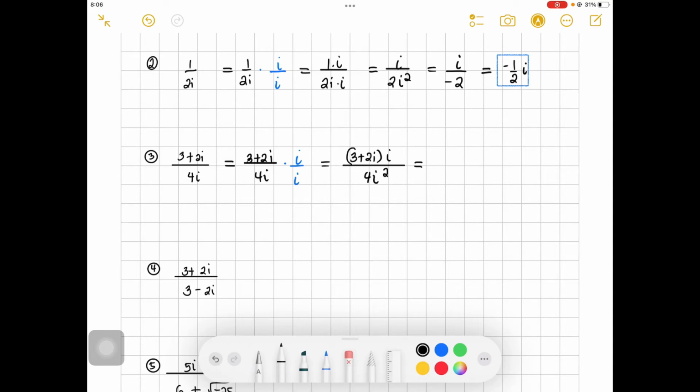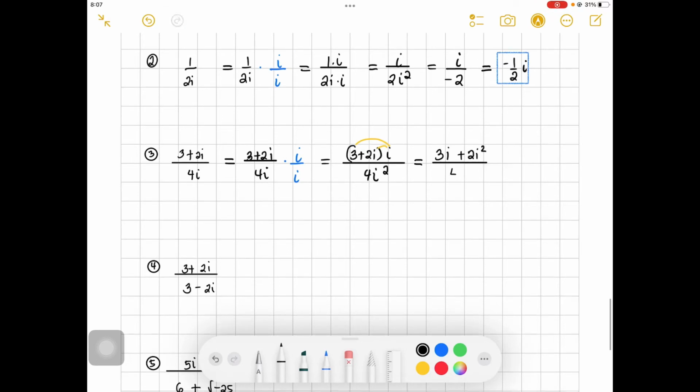We distribute and we simplify. If you want the final answer to be written in the standard form, we can rearrange in such a way that we have negative 2 over negative 4. We have 1/2 and 3/4 i.